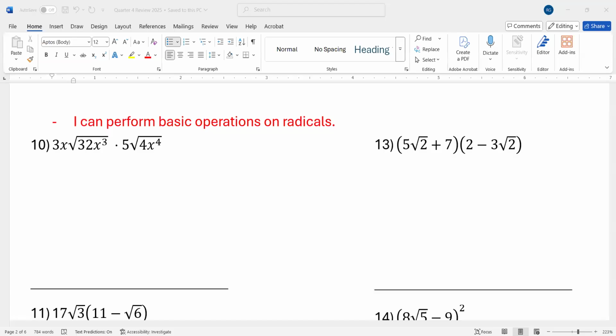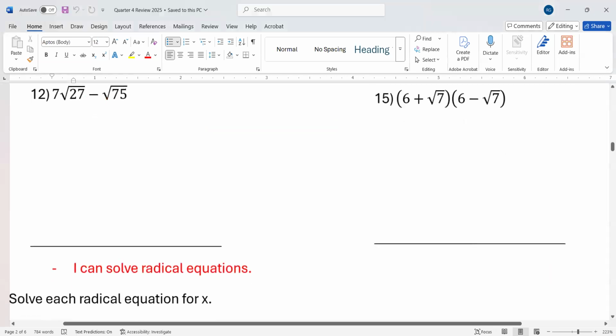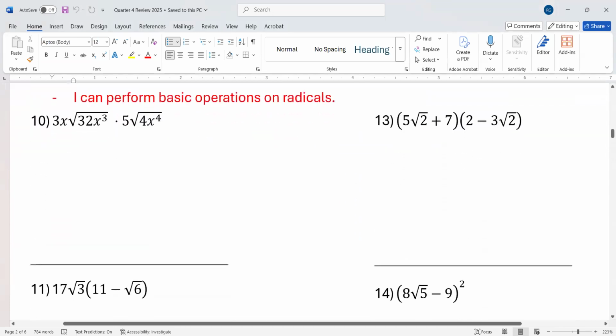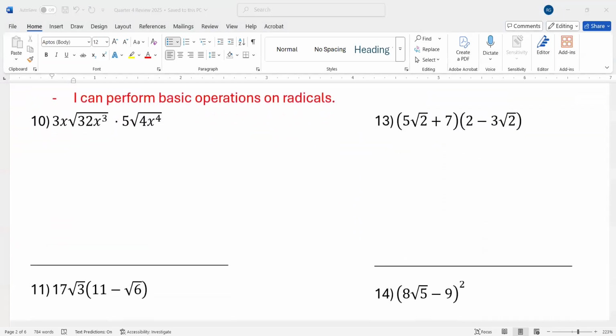Here we go with round two. What is this? 10 through 19. So first one, multiplication here. So we are going to multiply the outside stuff.